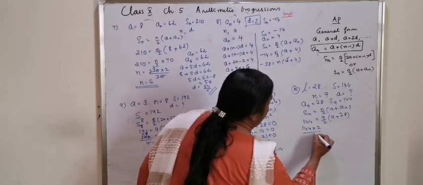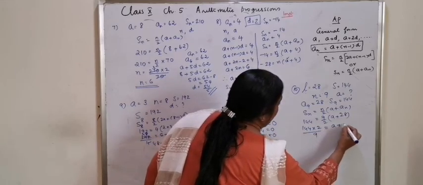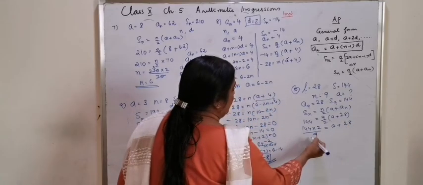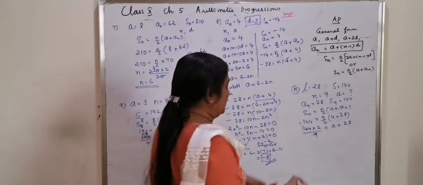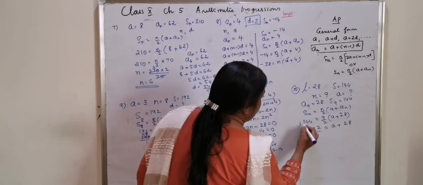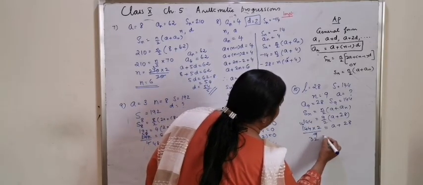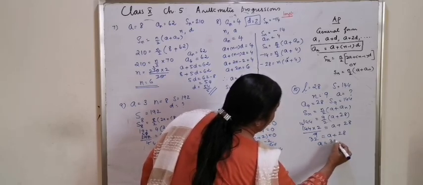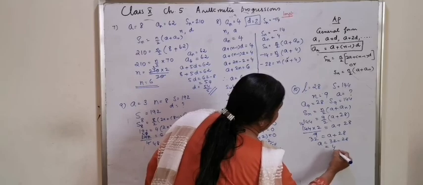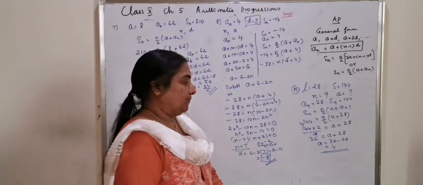144 into 2 by 9 is equal to a plus 28. Then 9 ones are 9, 9 sixes are 54. 32 is equal to a plus 28, or a is equal to 32 minus 28, which is equal to 4.